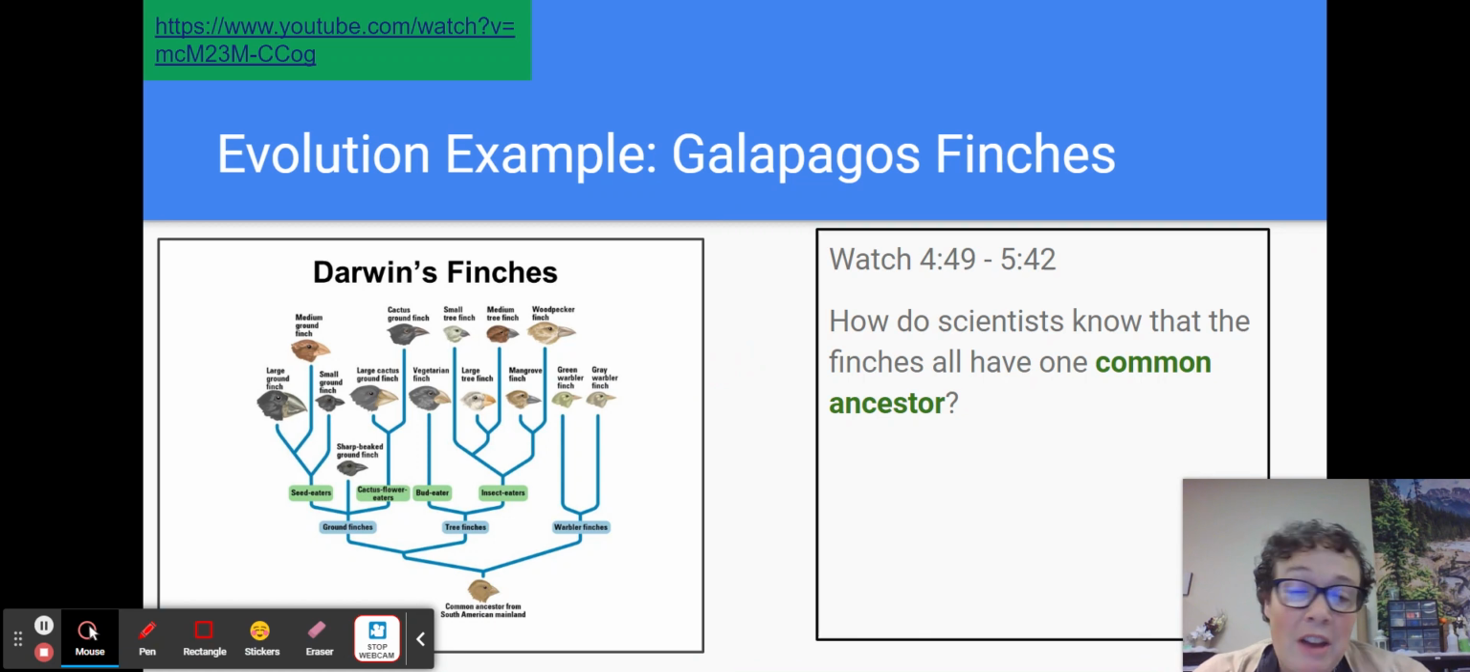So we've looked at this graph several times. This is a phylogenetic tree where Darwin initially looked at morphological or the physical traits of the birds to determine who was related to who. Now, scientists from the 1950s on, since the discovery of DNA and the technological advancements in looking at genes, were able to determine genetically which ones are related. So now we call it a phylogenetic tree.